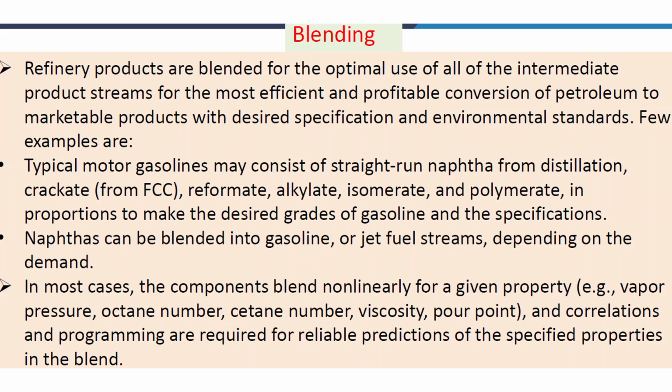A few examples: typical motor gasoline may consist of straight run naphtha from distillation, crackate from FCC, reformate, alkylate, isomerate, and polymerate, in proportion to make the desirable grades according to different market requirements. Different petroleum products are blended together to give the desired output that is required. In most cases, the components blend non-linearly for a given property, for example vapor pressure, octane number, cetane number, etc.